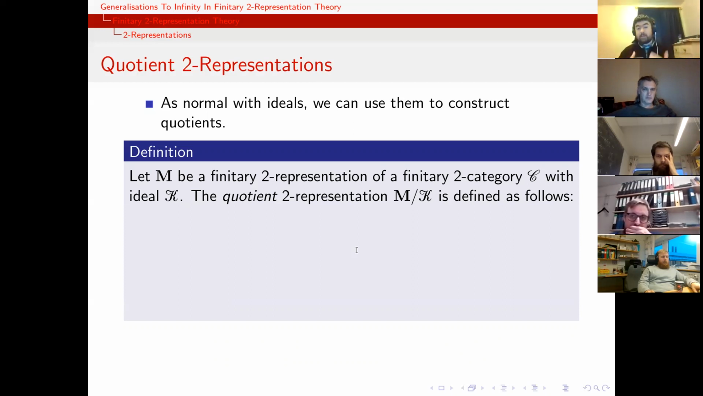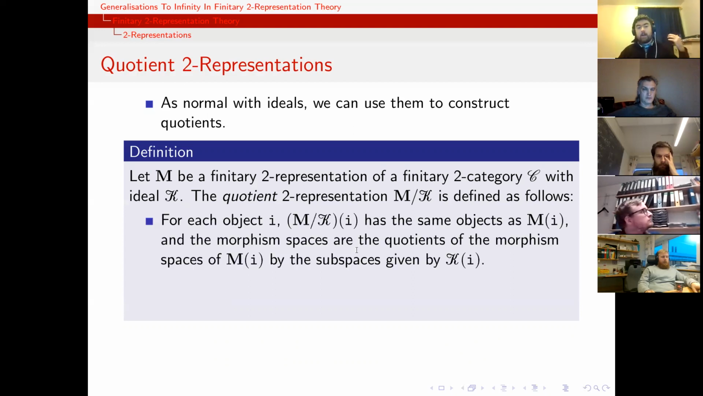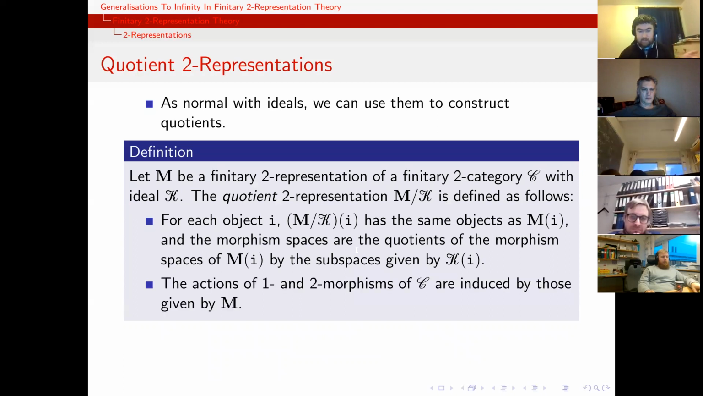Then the quotient representation M over K has, for each object, this is a two representation, so we have some finitary category M over K of I, and this has the same objects as M of I, and then the morphism spaces are the quotients of the morphism spaces of M of I by the relevant subspaces given by K of I. I'll explain this in a little more detail in a second. And then this is a two representation.